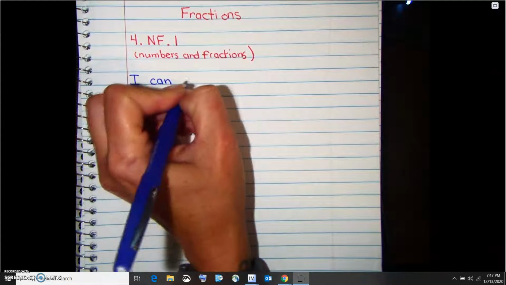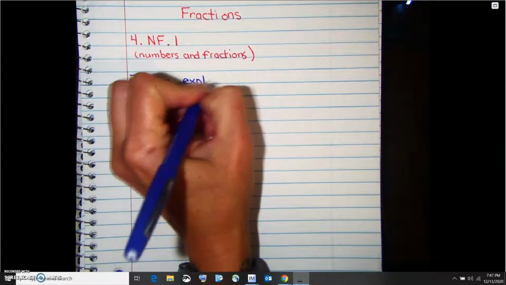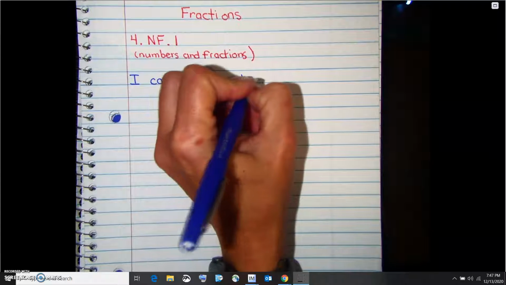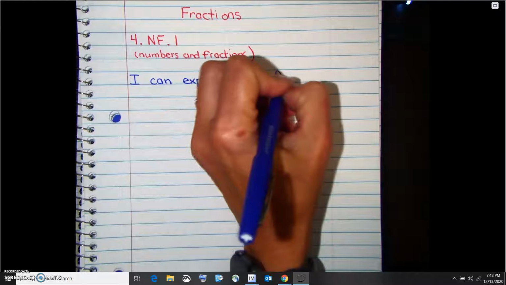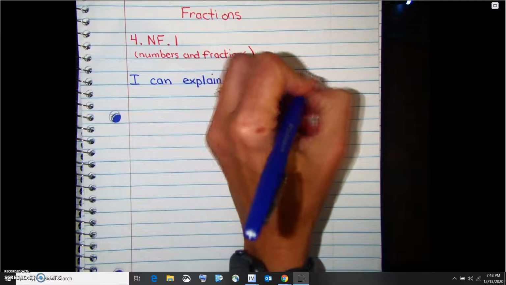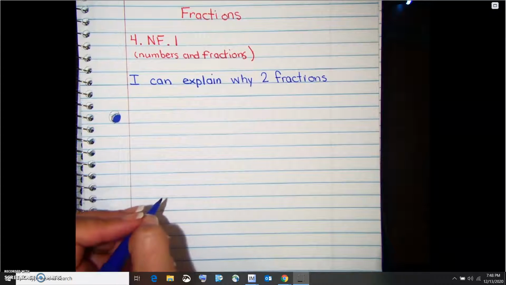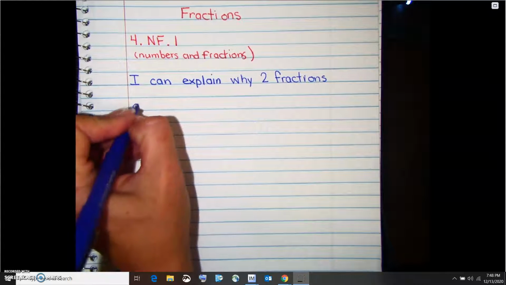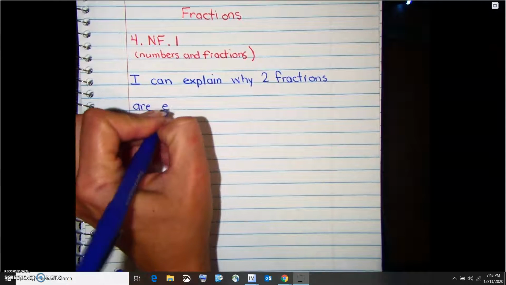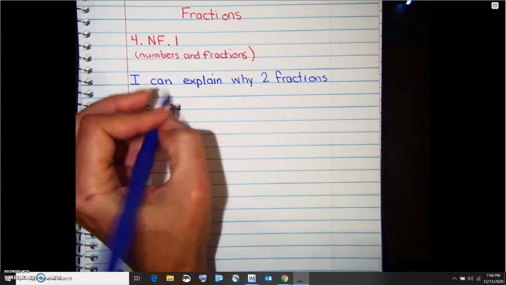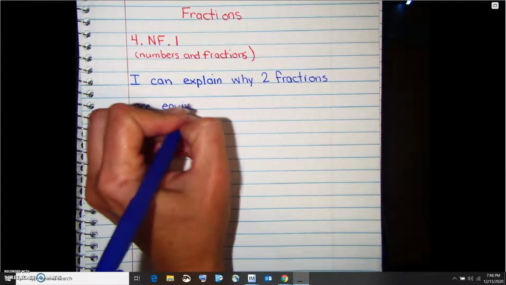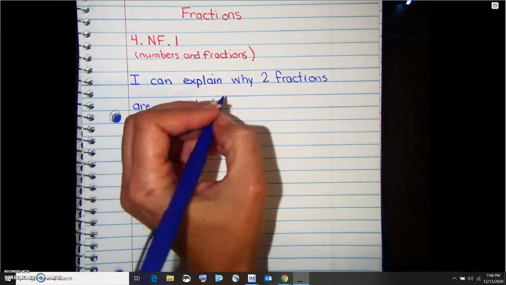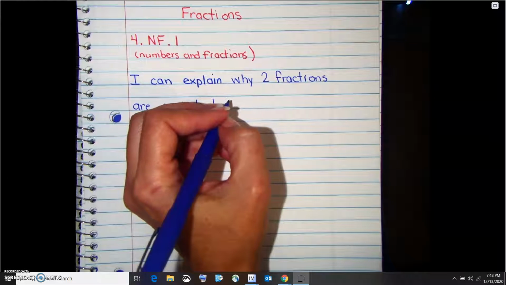I can explain why two fractions, remember, pause it if you need it, and I'm going to skip a line because I'm going to be taking notes in here. I can explain why two fractions are equivalent. We're going to be saying this word a lot. We're going to talk about what it means. By visualizing fraction models.